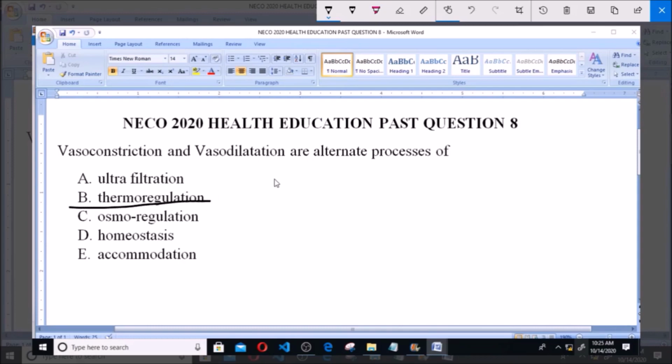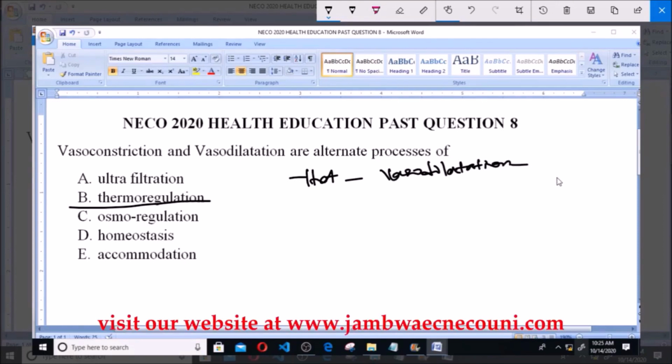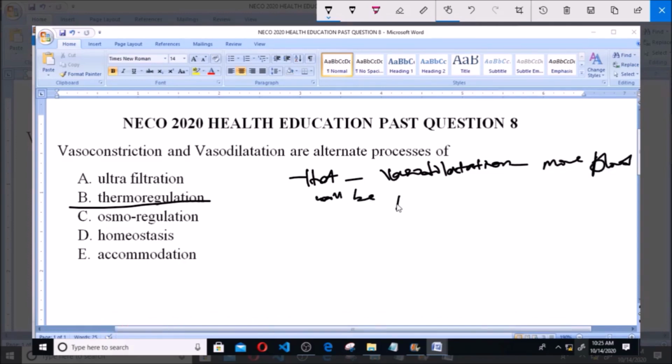thermoregulation. These are actions of the blood vessels, that is the arteries and the veins. They undergo vasoconstriction and vasodilatation depending on the temperature of the environment. Now, during hot condition, there will be vasodilatation. This vasodilatation will help in the opening. That is, there will be an increase in the diameter of the blood vessels, that is the arteries, and so more blood will be pumped now to the skin.